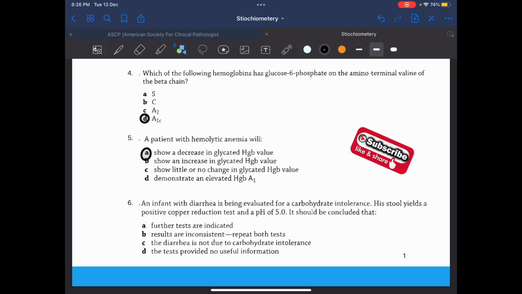Question number 6. An infant with diarrhea is being evaluated for carbohydrate intolerance. His stool yields a positive copper reduction test and a pH of 5. It should be concluded that further tests are indicated, results are inconsistent and repeat, the diarrhea is not due to carbohydrate intolerance, or the test provides no useful information. The correct answer is A. We need to do further tests to confirm.